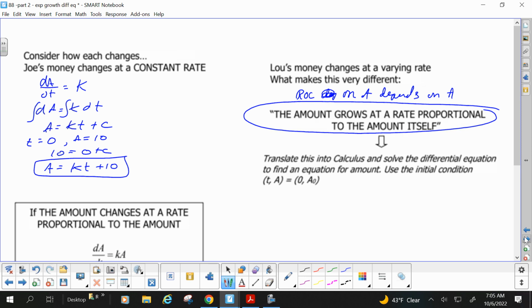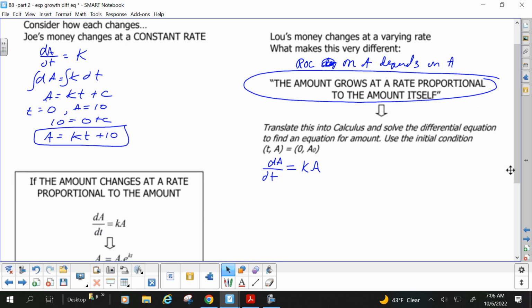If I were to take this and put it into calculus, the amount grows at a rate. That means dA/dt, and that rate is proportional to, so think constant of proportionality times, the amount itself. The rate at which the amount grows relates to the amount itself. Now I'm going to move over here because I might need a second column. I'm going to work down as always. If I separate the variables, that means dA over A equals k dt.